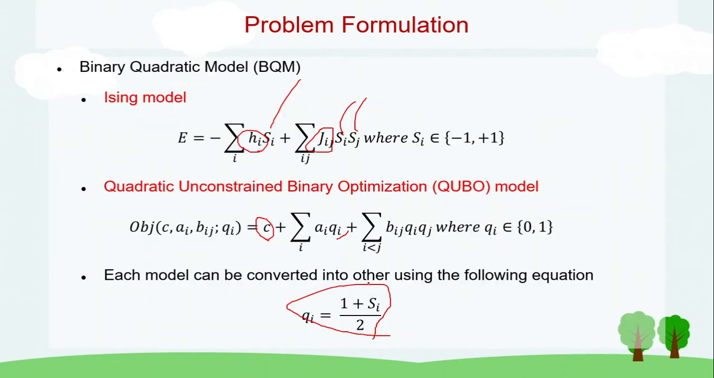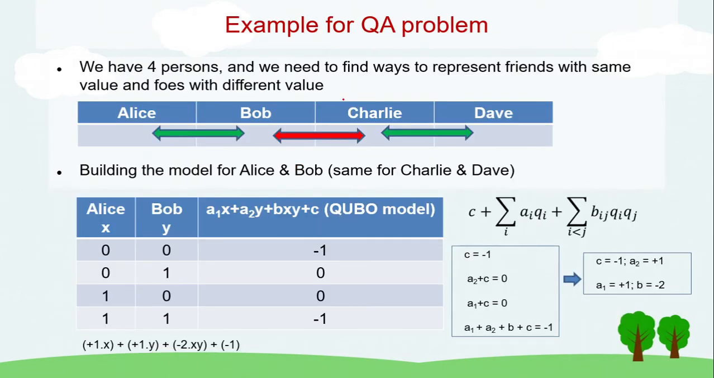So let us see how we formulate the problem using this approach. Our problem to solve: we have 4 persons and we need to find ways to represent friends with the same value. We want to assign values such that friends should have the same value, and enemies should have a different value. In this case, Alice and Bob are friends. Similarly, Charlie and Dave are friends, but Bob and Charlie are enemies or foes.